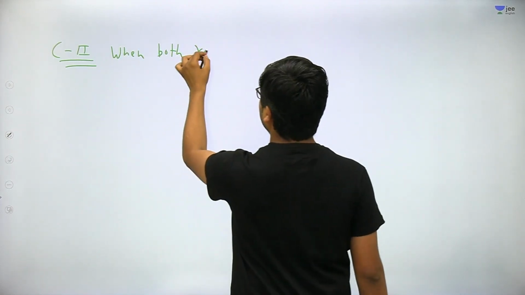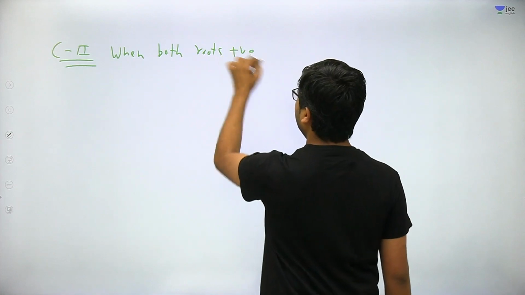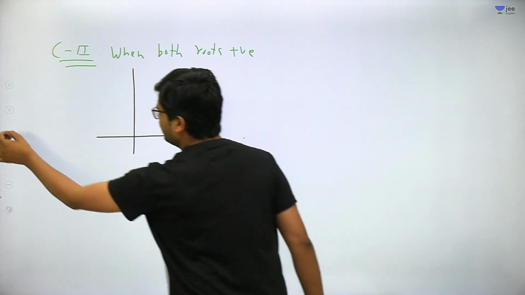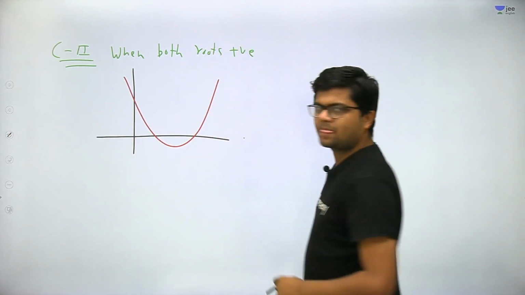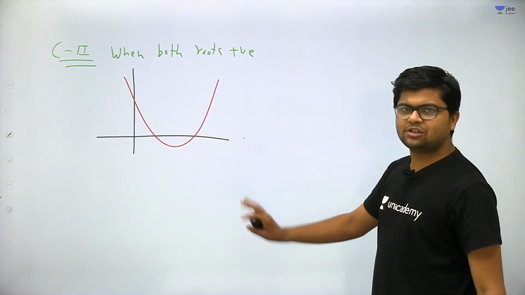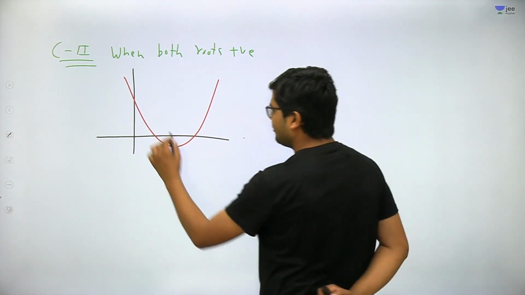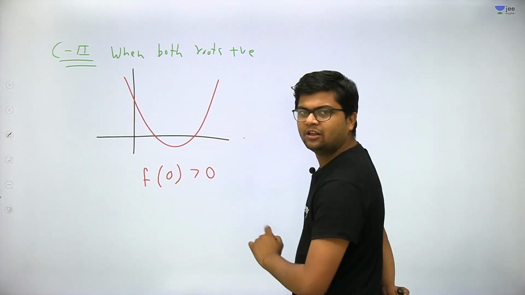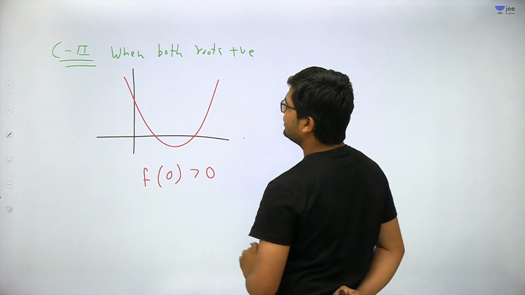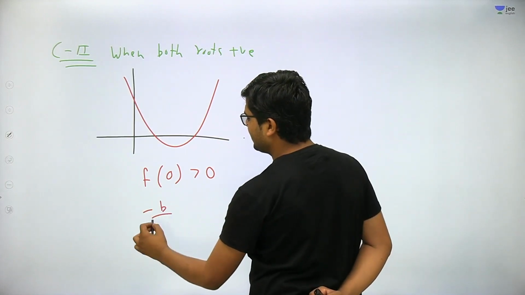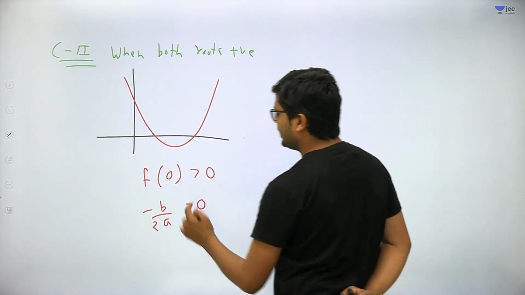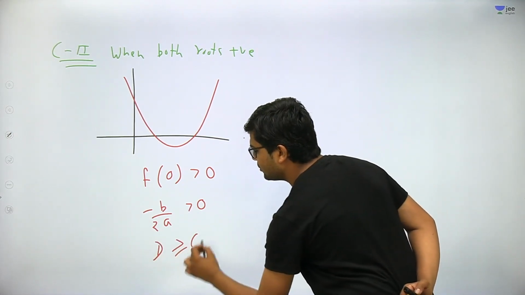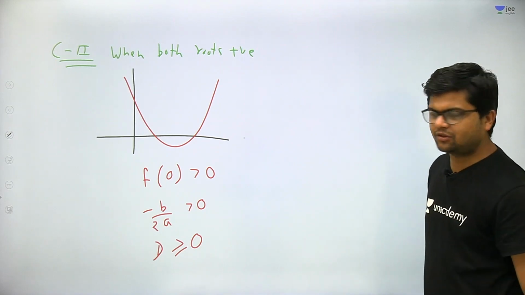Both roots positive. So in that situation, the graph that will be relevant to us will become something like this. Getting my point? Now for this equation, the conditions are, first of all, f of 0 should be positive. Getting my point? Second condition is vertex should be positive. So vertex is minus b by 2a, and it should be positive. And third condition, D should be greater than or equal to 0. There should be roots which are equal or distinct. That is a different matter.